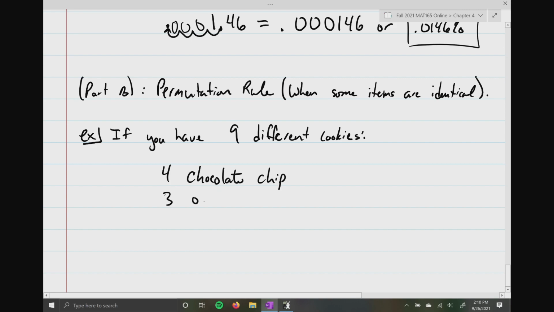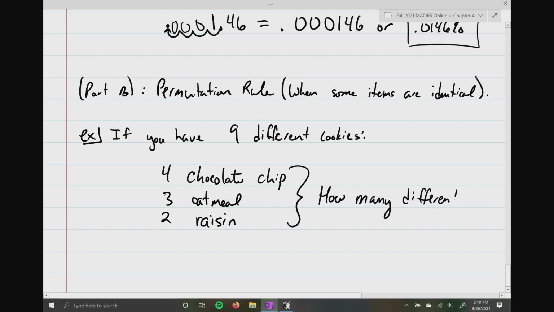3 oatmeal. And then 2 raisin cookies. Gross. How many different orders can you eat all of them?